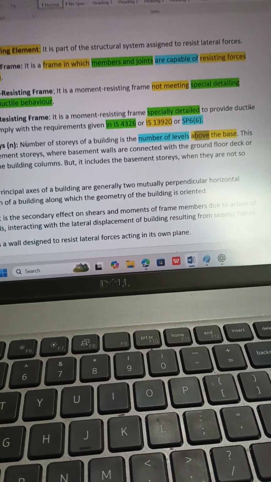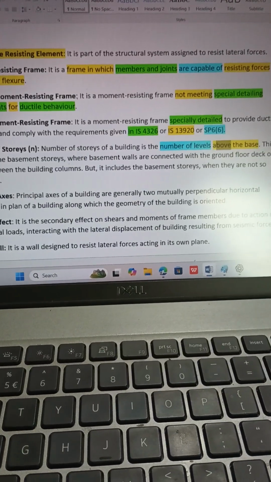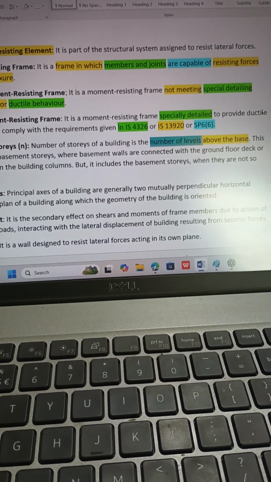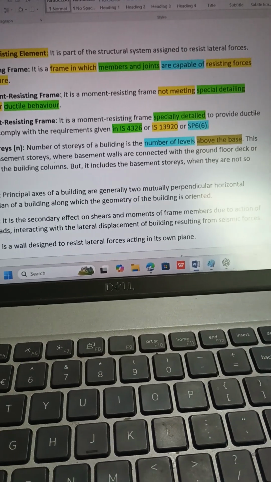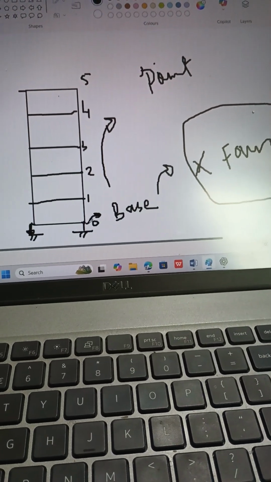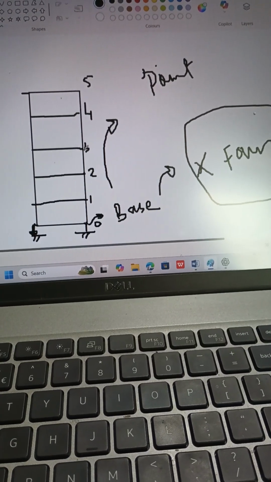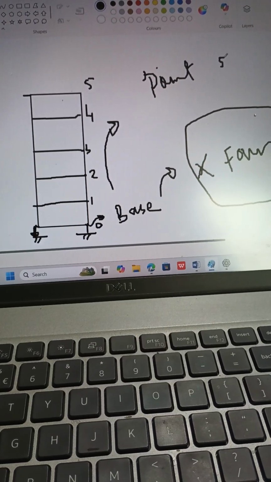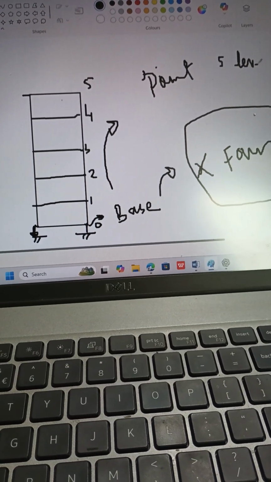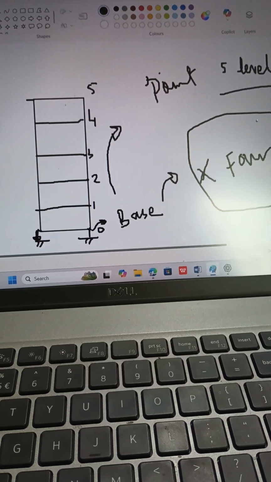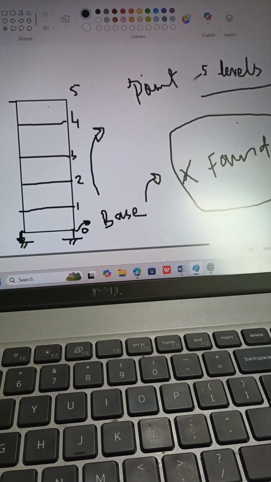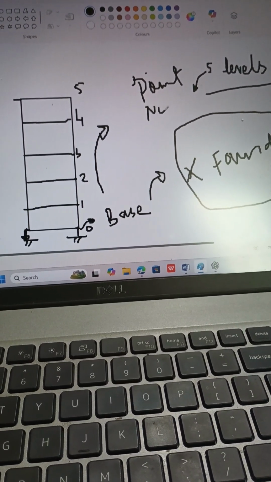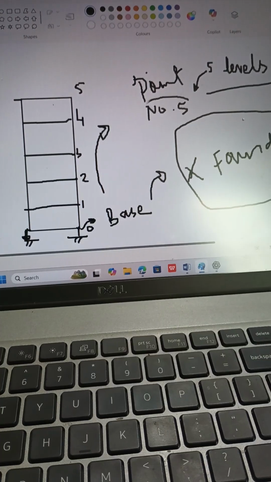So by this definition, it says number of stories of a building is the number of levels. So I need to count the levels above the base, right? So I don't treat base as a level. Suppose this is first, second, third, fourth, and fifth, right? So I have 5 levels here. Number of levels are 5, so number of stories would be 5 actually. So number of stories would also be 5.